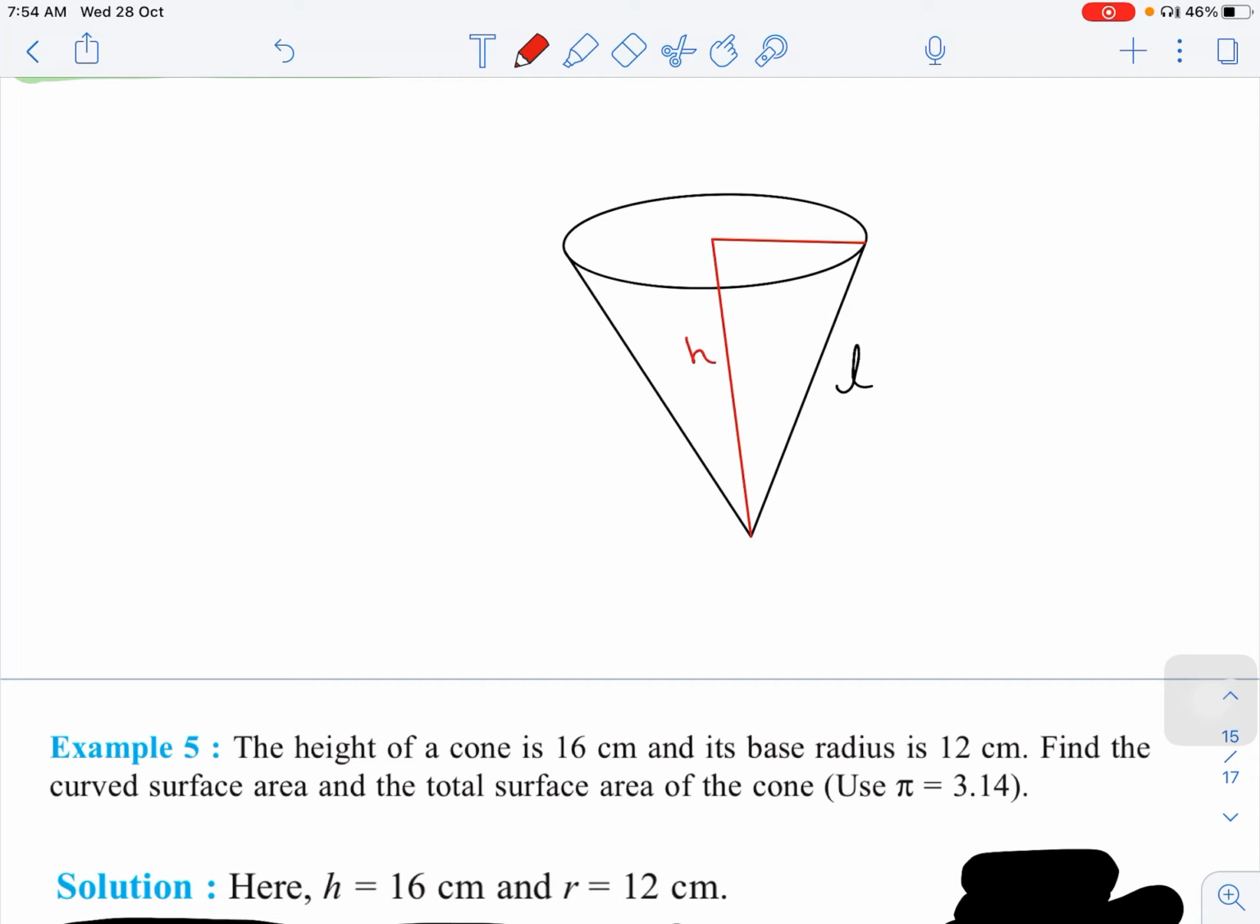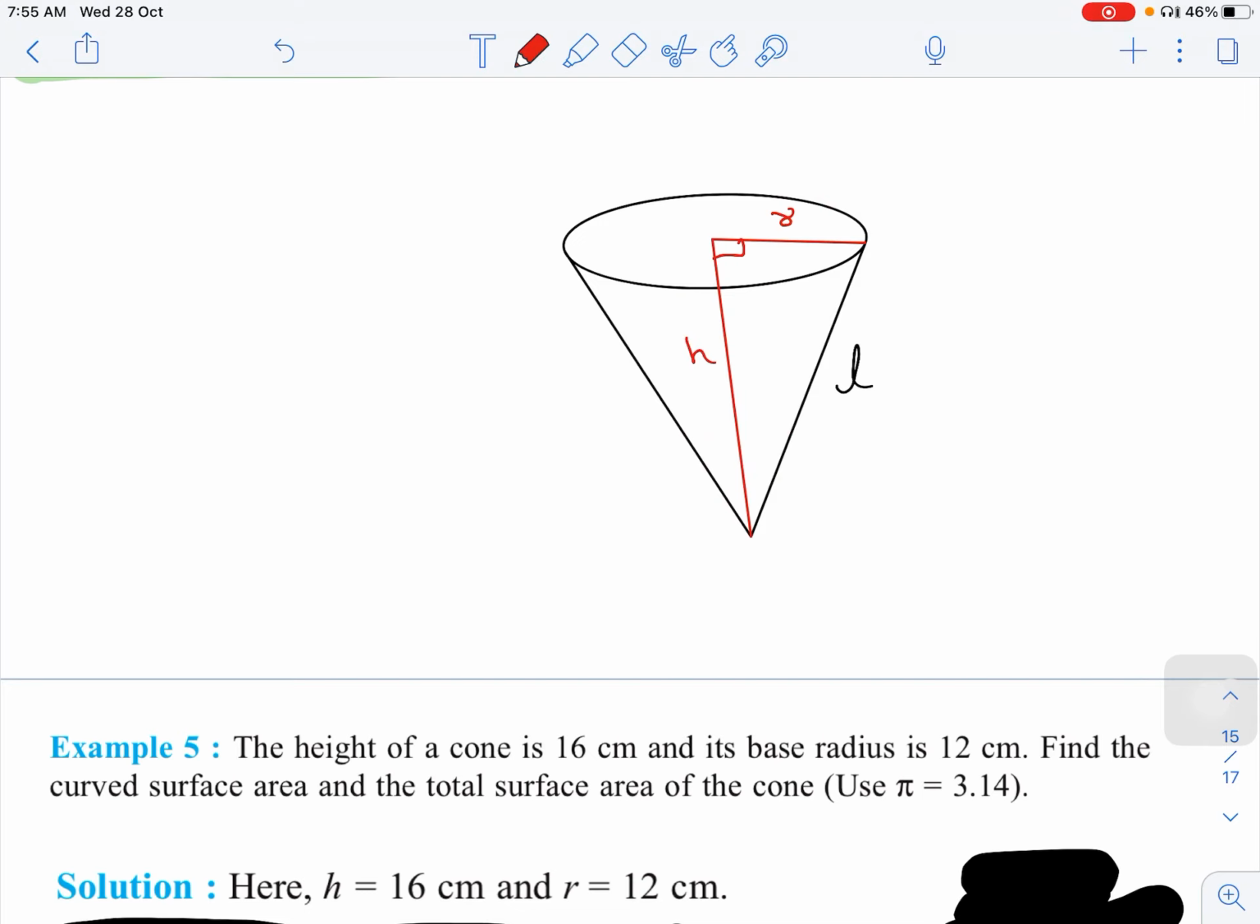So this height is given by H, and here it is R. We have seen that an angle of 90 degrees is formed between the radius and the perpendicular height. It means that the triangle formed over here is a right angle triangle in which L is nothing but the hypotenuse. This is the base and this one is the perpendicular height.